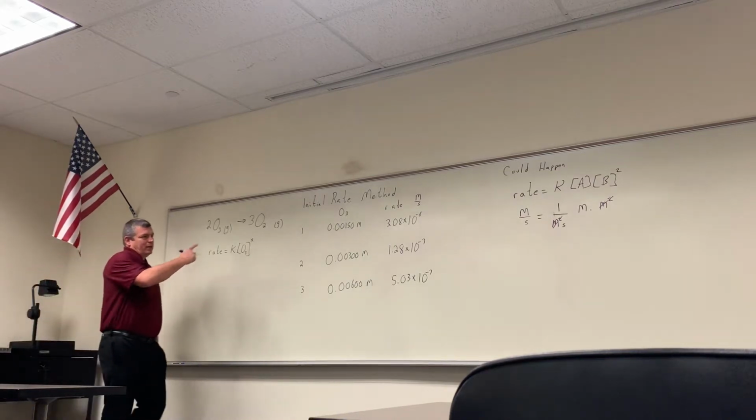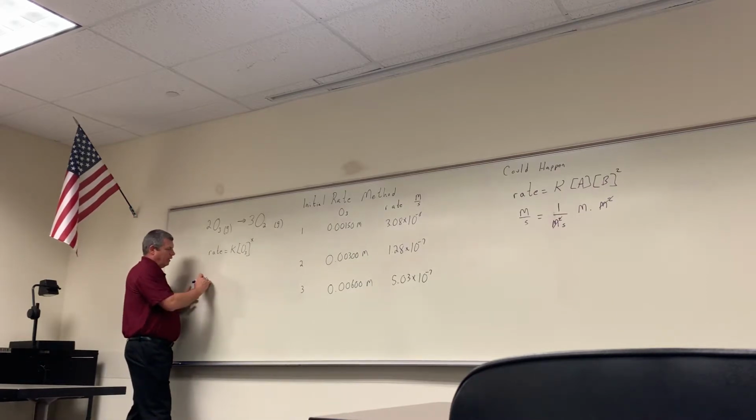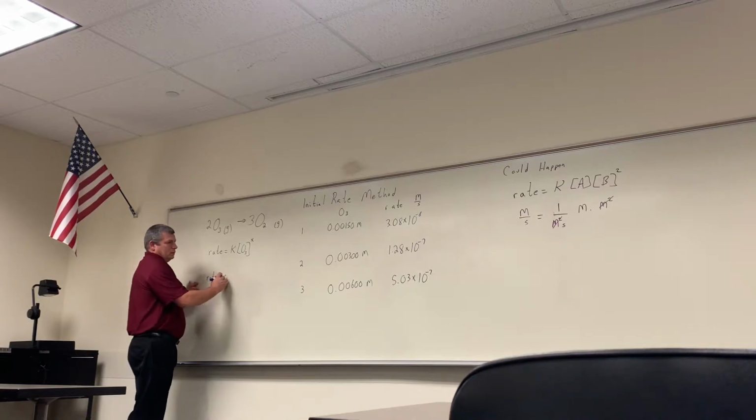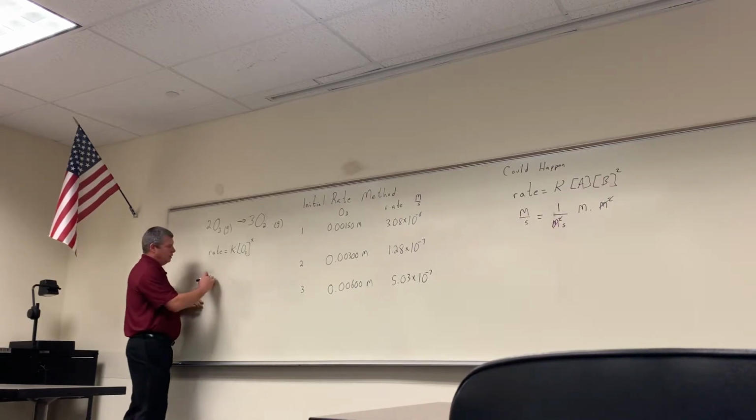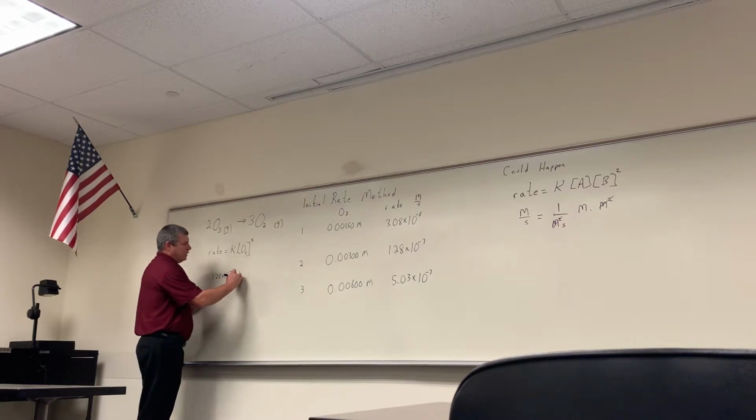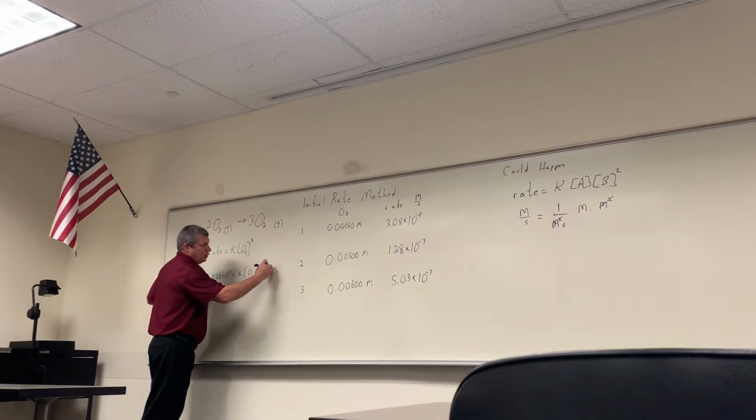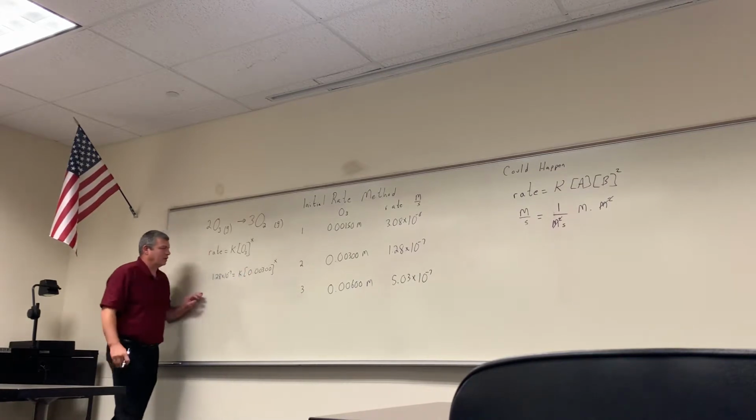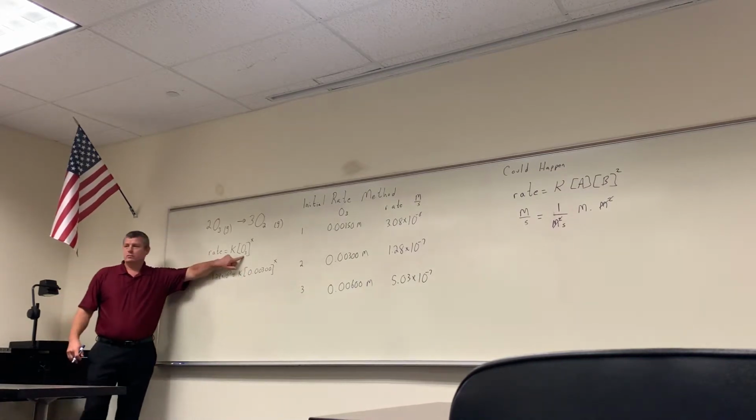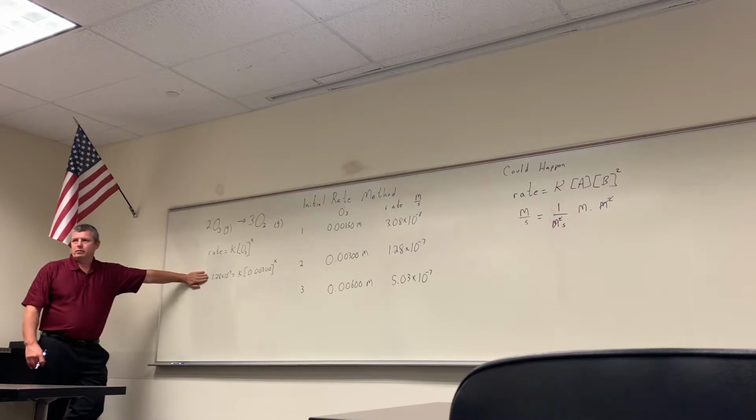So I can pick any set of data. Let's take the second and the first. Looking at the second one, the rate is 1.28 times 10 to the negative 7 equals K times 0.00300 to the X power. I just plugged in the values because I knew the rate and I knew the concentration. I didn't know K or X. That's for the second one, and you'll see why I pick it in a moment.